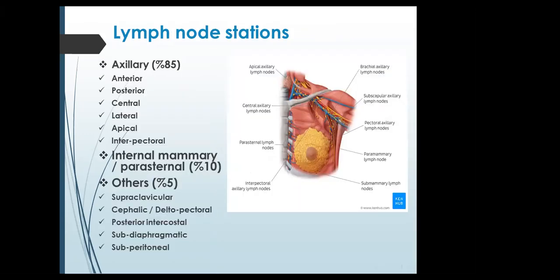Lymph node stations: axillary nodes represent 85%, composed of anterior, posterior, central, lateral, apical, and interpectoral nodes. Internal mammary or parasternal nodes represent 10%. Others represent 5%: supraclavicular, cephalic, deltopectoral, posterior intercostal, subdiaphragmatic, and subperitoneal.